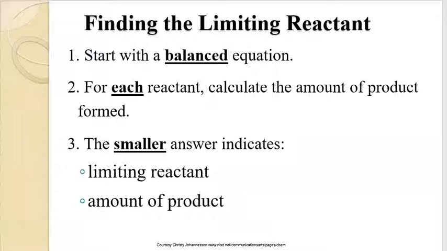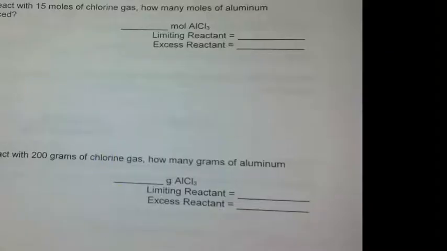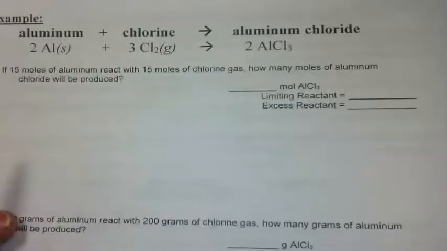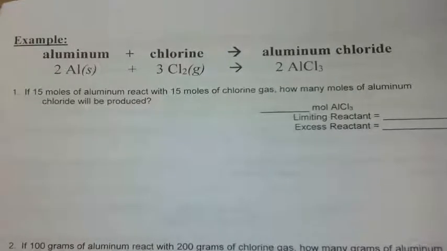Okay, so let's look at our next problem. It says limiting reactants. Now this is the part I'm going to switch to document camera so we can look at the work. And here we go. So first we're going to start with that balanced equation. It says aluminum plus chlorine yields aluminum chloride. We have 2 aluminum plus 3 chlorine will yield 2 AlCl3. These are our coefficients.